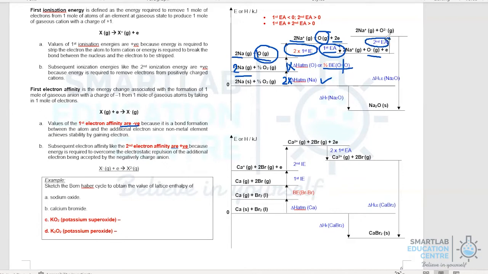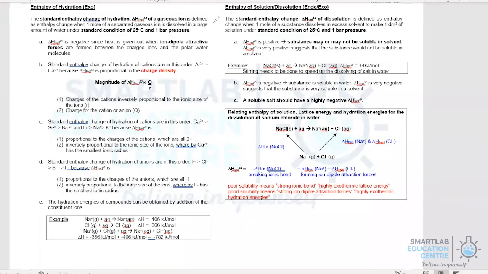Then in the second EA, when the O minus accepts the second electron, to form O2 minus, that second EA is positive. And it's important to note that the first EA plus the second EA is also more than 0, which is the reason why the energy level of this is higher than this. Let's resume looking at the last 3 definitions of enthalpy change.